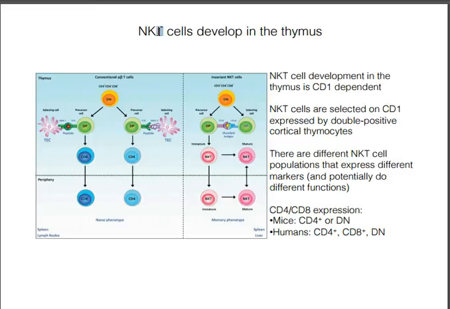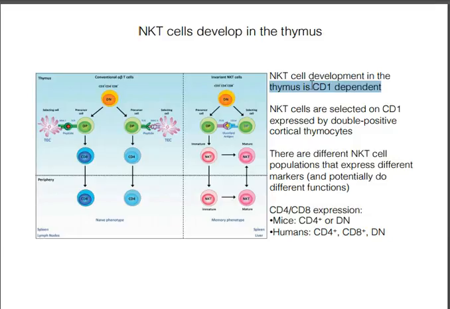As NKT cells are T cells, they develop in the thymus, and as T cells, they will go through positive and negative selection. But NKT cell development is dependent on CD1. So NKT cells will go through positive and negative selection, recognizing lipids from CD1D. I think whatever lipid is presented to them will result in what they will be developed into. So they need CD1 recognition in the thymus in order to develop.